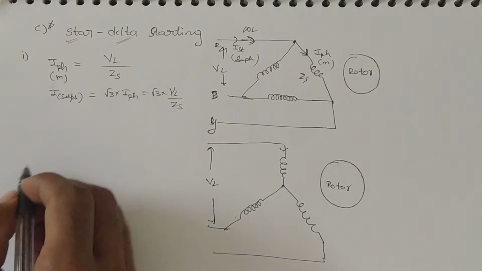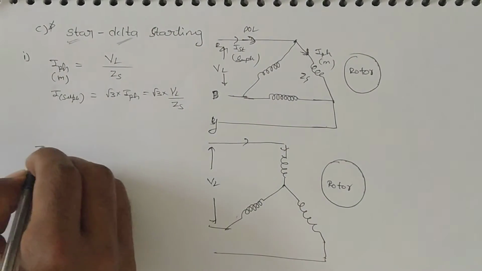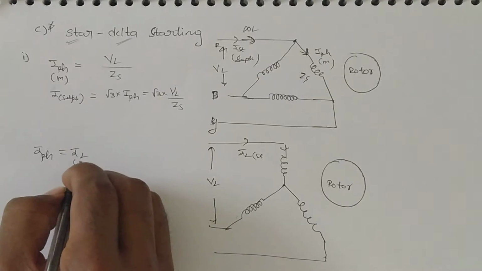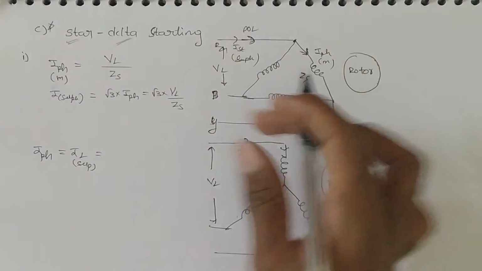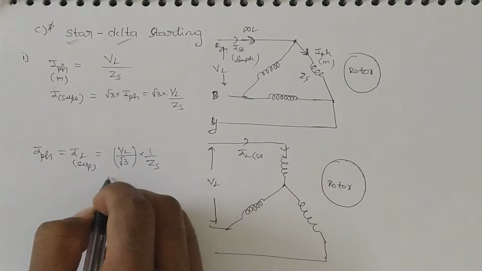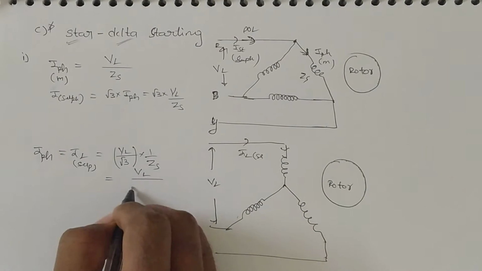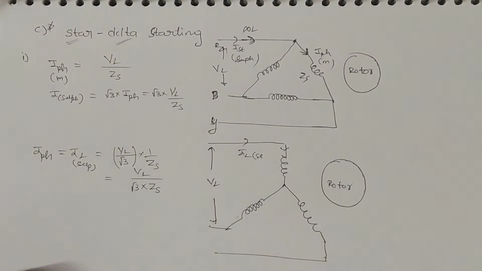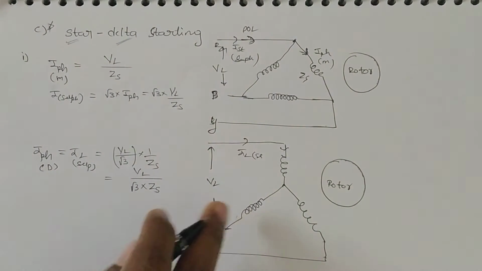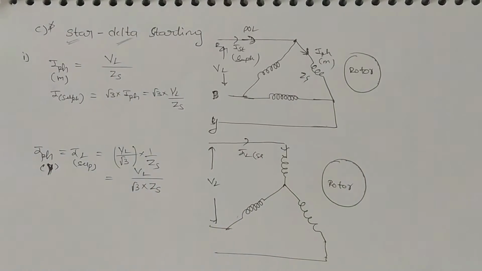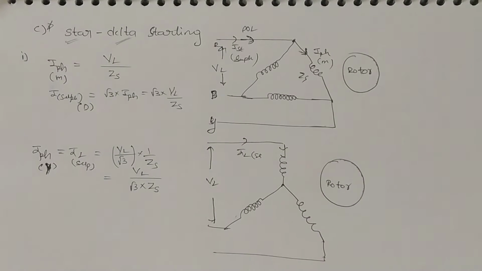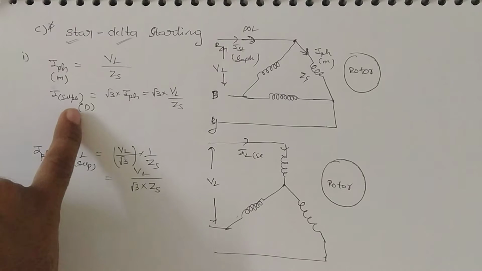Now find out the starting phase current. The phase current is equal to the line current from the supply. So the line current from the supply is equal to V L by root 3 by one Z S, that is equal to V L by root 3 into Z S. Now let's denote this current as star, and the other as delta, or you can call it DOL starting. Now compare these two.